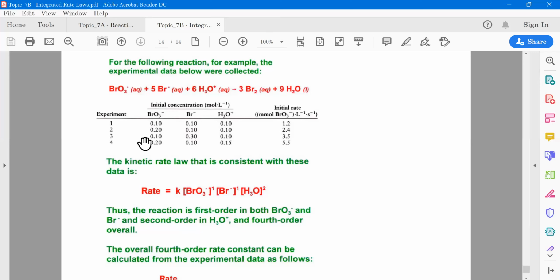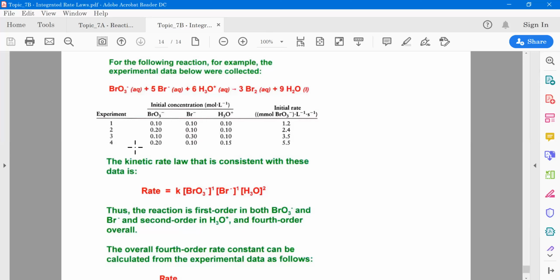In the third experiment, which again will be compared to the first, the bromate and the hydronium ion concentrations are kept the same as in the first experiment, 0.1, but the bromide concentration is tripled. And you can see in this case, the reaction rate in terms of millimoles of bromate per liter per second has just about tripled from the first experiment, from 1.2 to 3.5. That's very close to tripling.